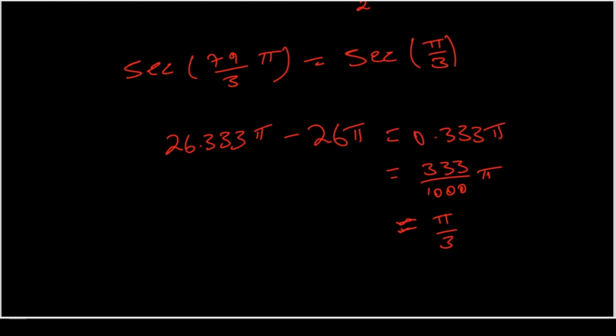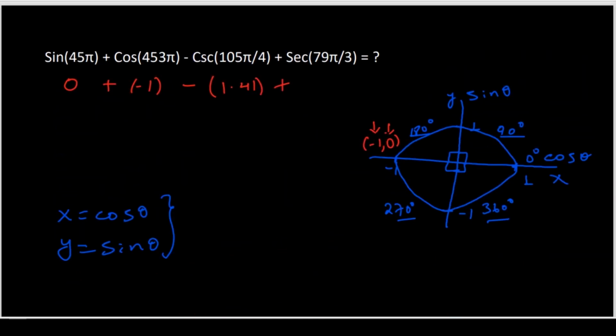So what does secant mean? Secant is 1 over cos theta, and the value of theta is pi over 3. Now pi over 3, when we substitute 180 degrees divided by 3, means 60 degrees, and cos of that equals 1 over 2. So this is also equal to 1 over 1 over 2, which equals 2. So we have found the answer for the last one, which is 2.